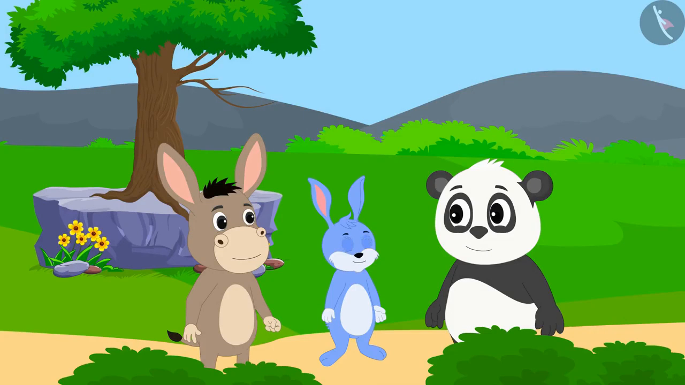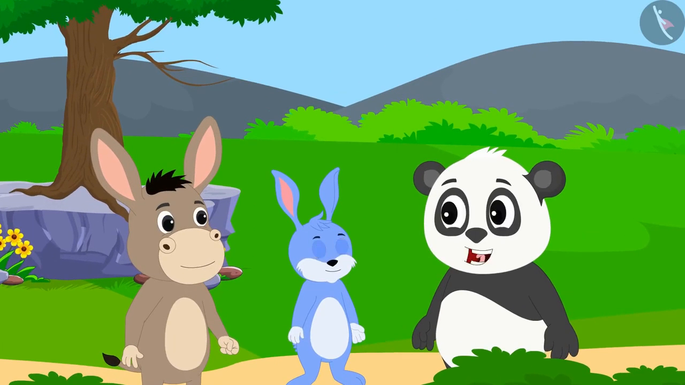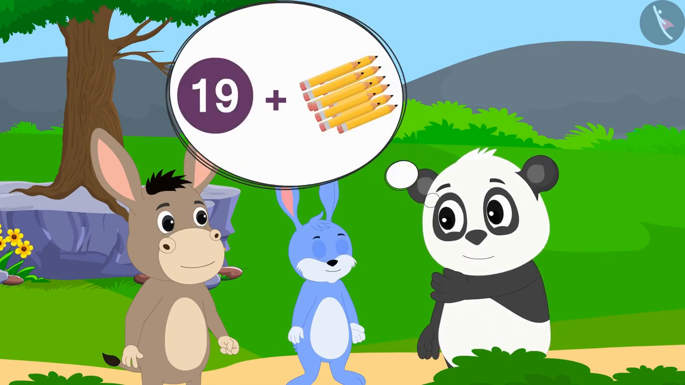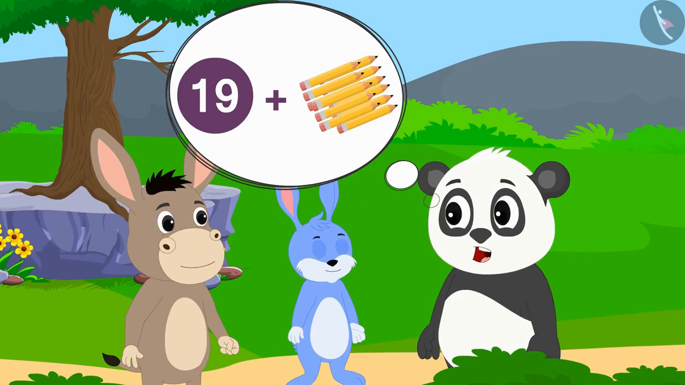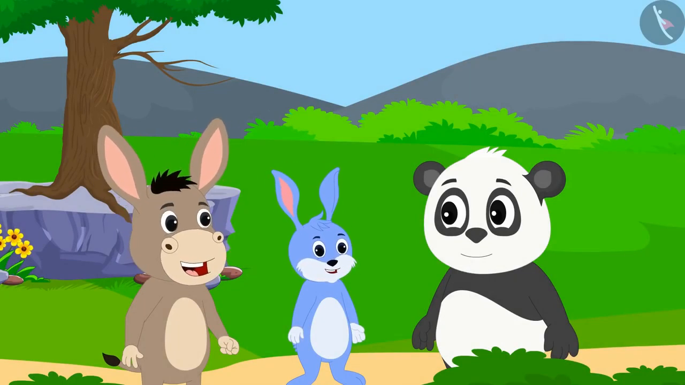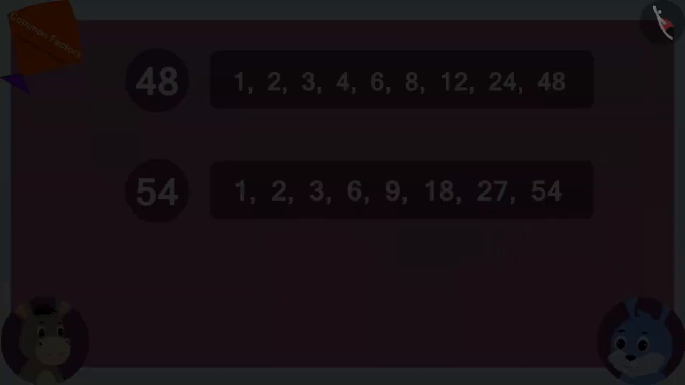Golu told Bunny and Bhola, I have a solution for this. Why don't I add more pencils to these so that we can get even more common factors in these 3 numbers? Bhola and Bunny liked Golu's suggestion very much.